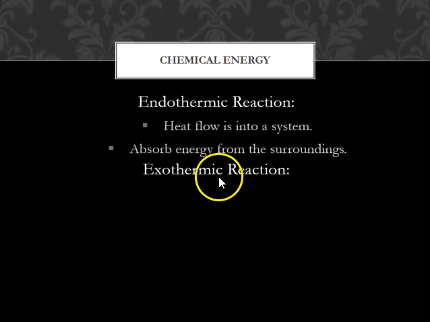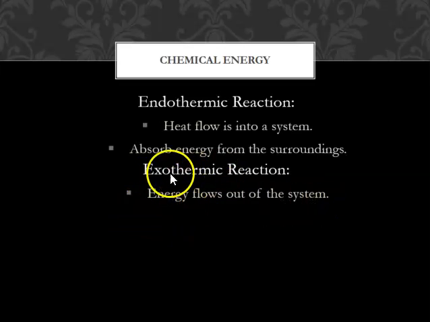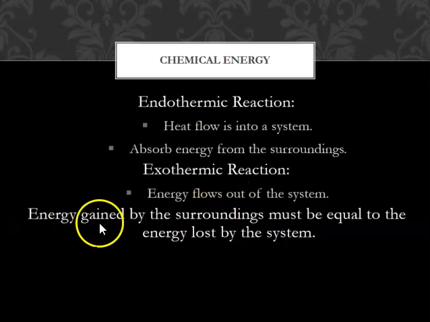All right. If it's exothermic, that means energy flows out of your system. So it's like heat is exiting your system. So energy gained by the surroundings must be equal to the energy lost by the system, right? Because energy is not created or destroyed. So if your system absorbs heat, it got it from the surroundings, right? And vice versa. If your system gives up heat, it goes into the surroundings. All right. That's it for the first little chunk here.